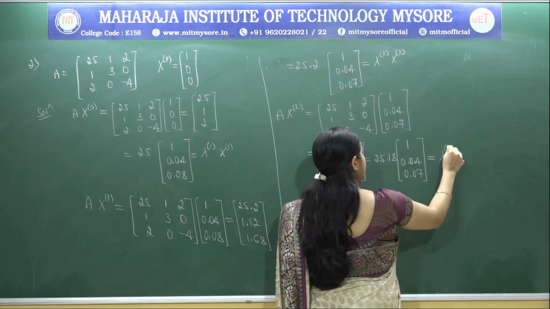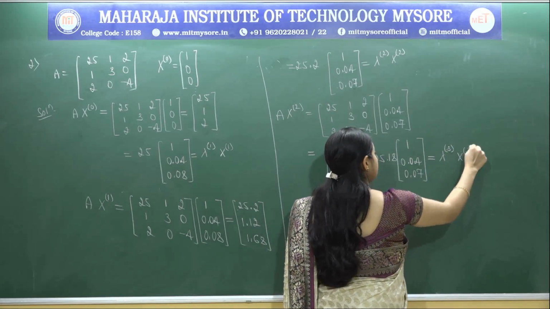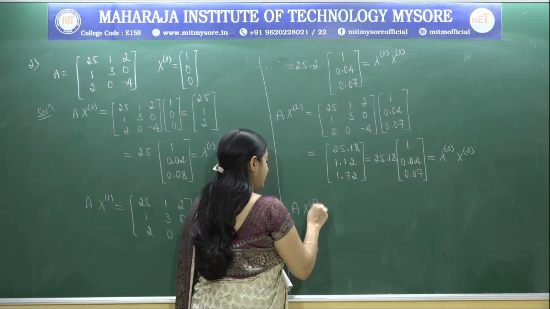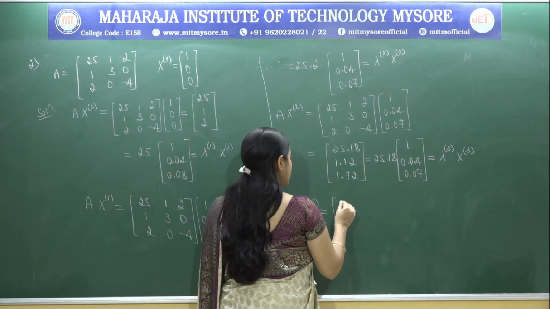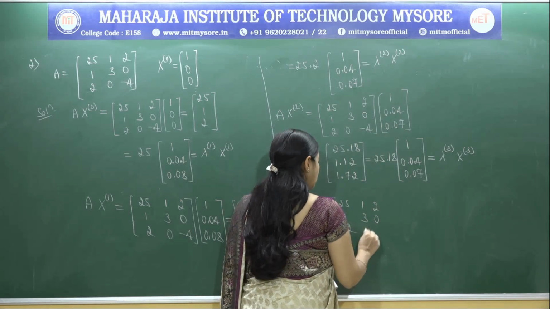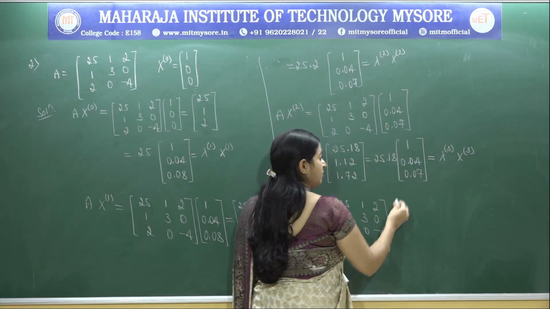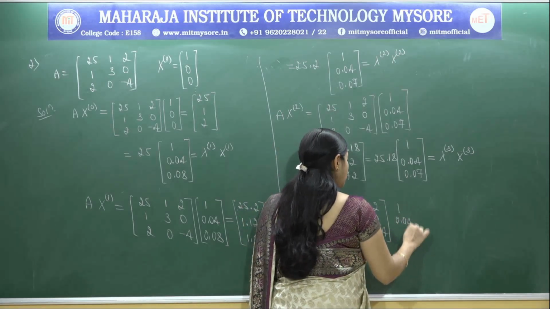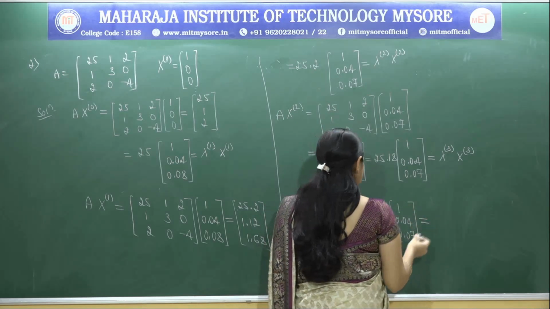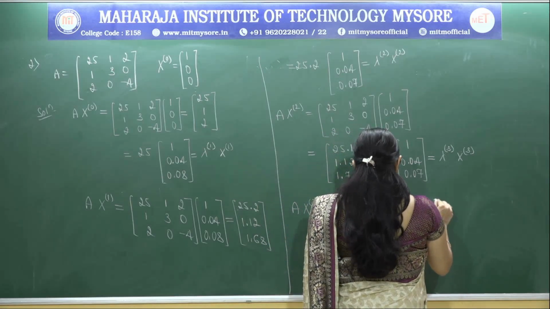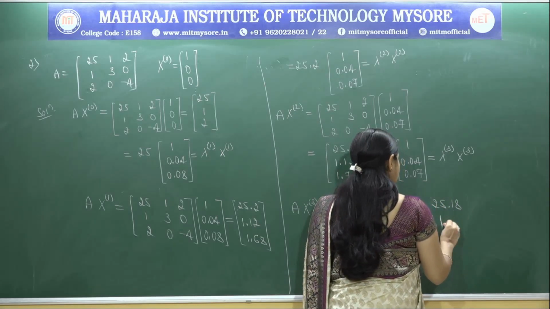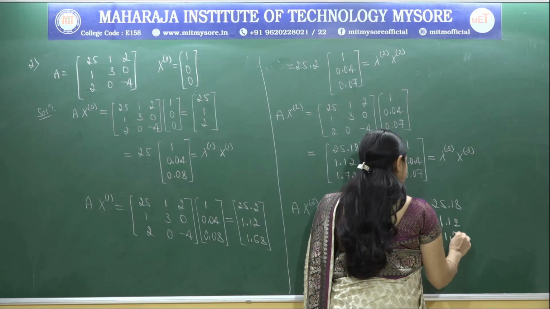So I keep this as lambda with third iteration, x with third iteration. Again take one more matrix multiplication, A into x with third iteration. So it is [25 1 2; 1 3 0; 2 0 -4] with 1, 0.04, 0.07. Take the matrix multiplication, you will get the entries same as the previous one. It is 1.12 and 1.72.